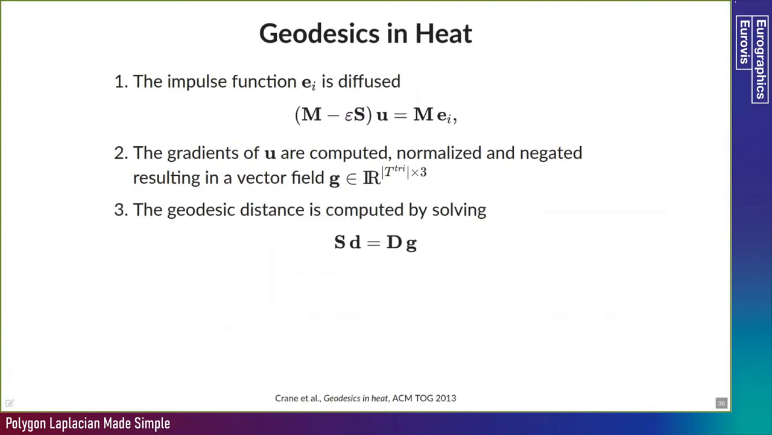This method involves three major steps. At first, we smooth the impulse function with a certain time step, epsilon, which is recommended to be the mean edge length of the mesh. Afterwards, we compute the gradients of the solution with the help of the gradient operator I mentioned before. To obtain the geodesic distances, we solve for a scalar field whose gradient matches the vector field G the best. For this, we need the divergence operator. And in practice, the results look like this.